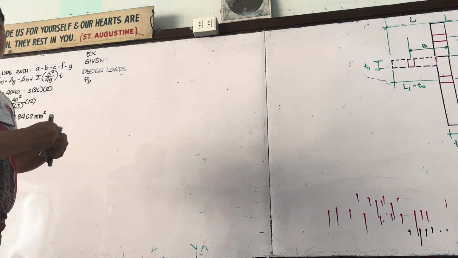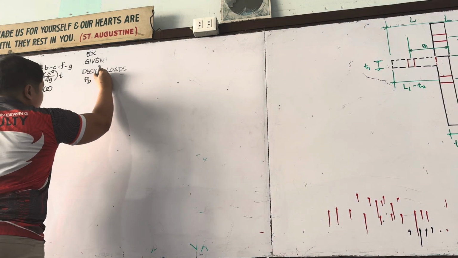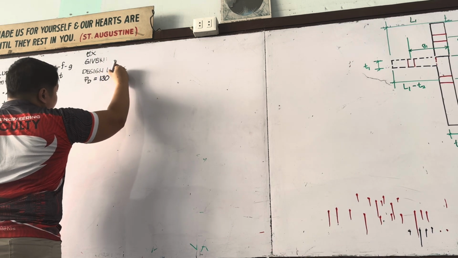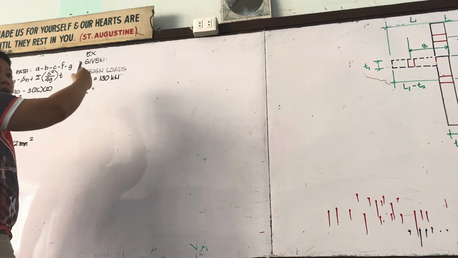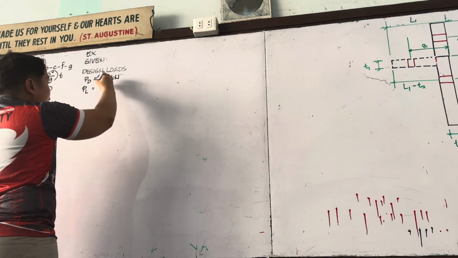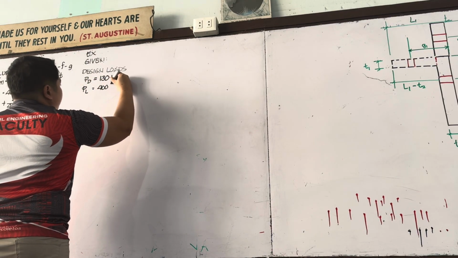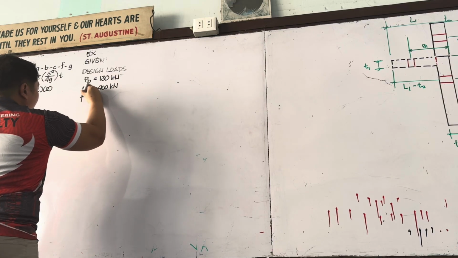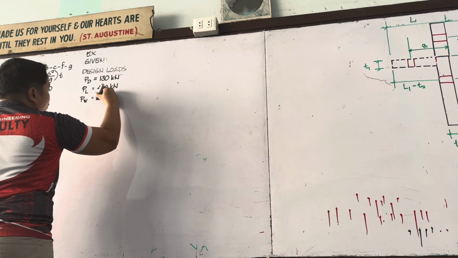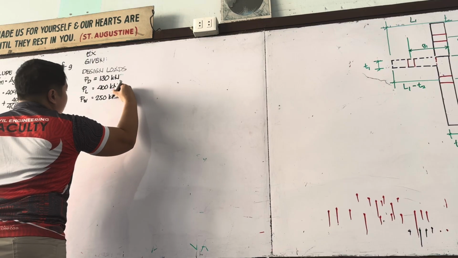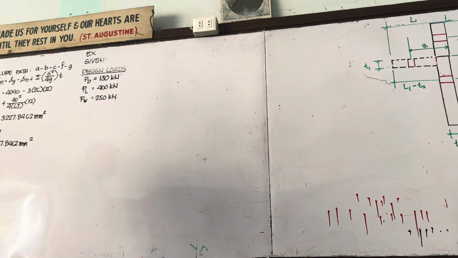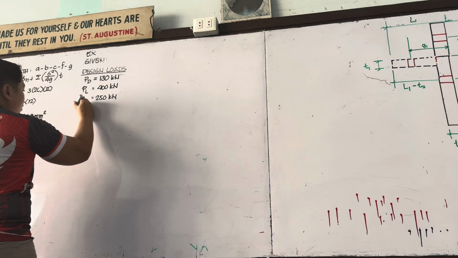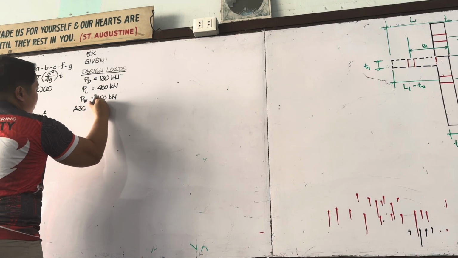Okay, we have an axial dead load of 130 kN. They are all under tension. Axial live load of 400 kN, and axial wind load of 250 kN. Okay, so that would be our design loads. Then, for the properties of steel, we will use A36 steel.